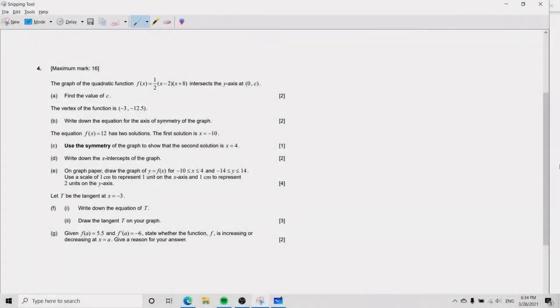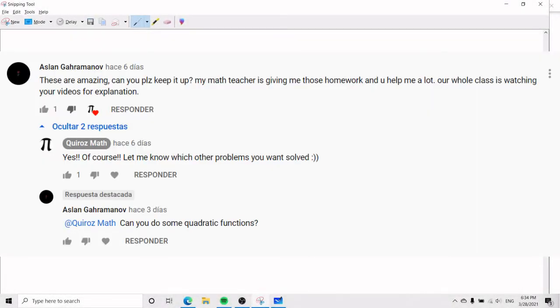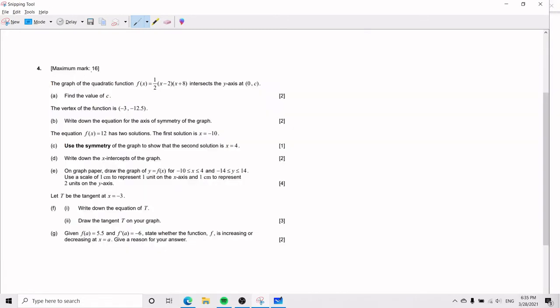Hello, everybody. Today, thanks to Aslan Garamanov, I hope I am saying that name correctly, we will be going over a quadratic functions problem. Now, this problem is pretty long, and as you can see, it has 16 marks, so that means it should take about 16 minutes to do in your test. And so this is going to take a while, okay?